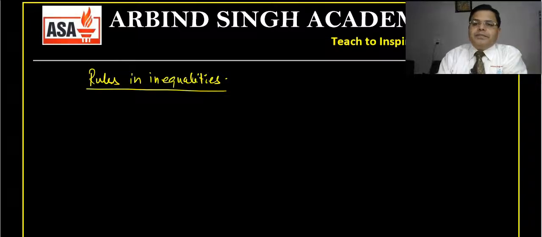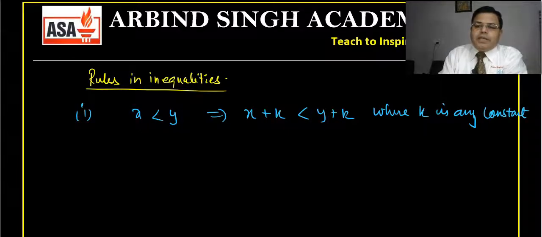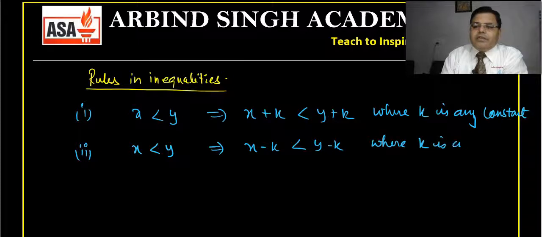If I am saying that x is less than y, the first rule is that if x is less than y, then x plus k is less than y plus k, where k is any constant. The sign of inequality will not change. Similarly, x minus k is also less than y minus k, where k is any constant, meaning k can be positive or negative.